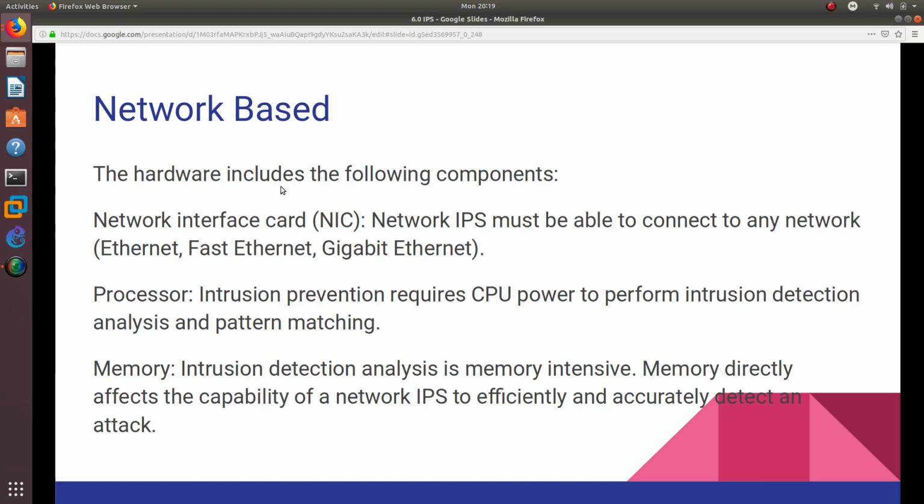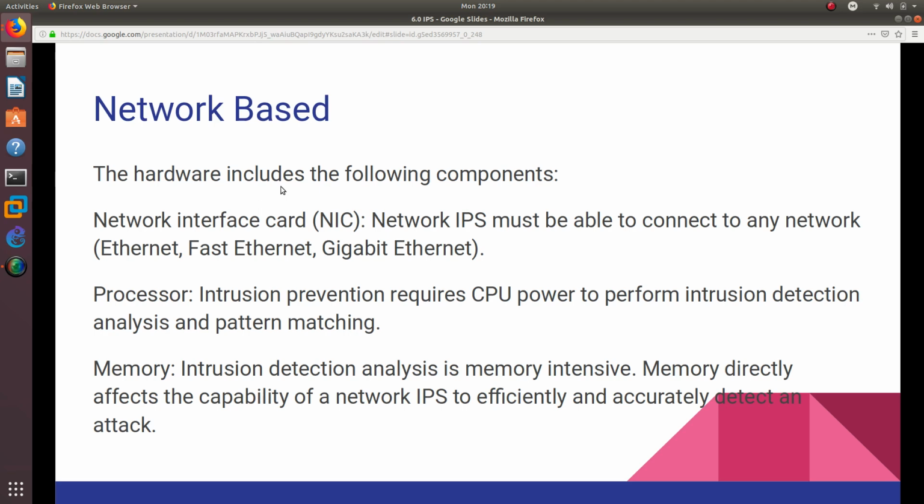The network-based hardware includes the following: a network interface card, or NIC. A network IPS must be able to connect to any network: Ethernet, Fast Ethernet, or Gigabit Ethernet. The processor of the network-based intrusion prevention requires CPU power to perform intrusion detection, analysis, and pattern matching as well. For the memory, intrusion detection analysis is memory intensive. Memory directly affects the capability of the network IPS to efficiently and accurately detect an attack.